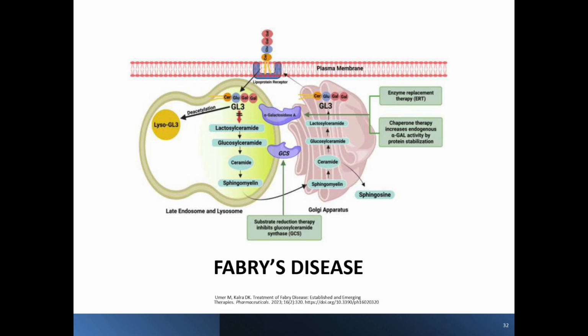Other therapies include chaperone therapy, which uses a molecule like miglustat to stabilize the endogenous enzyme, and substrate reduction therapy, which inhibits the synthesis of glucosylceramide to reduce the accumulation of glycosphingolipids.